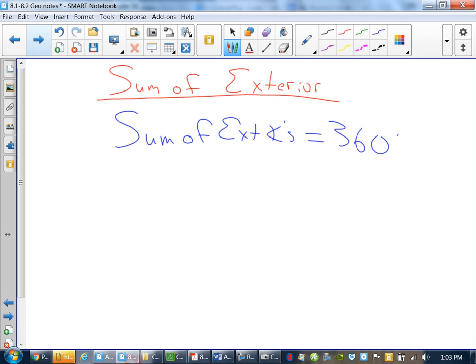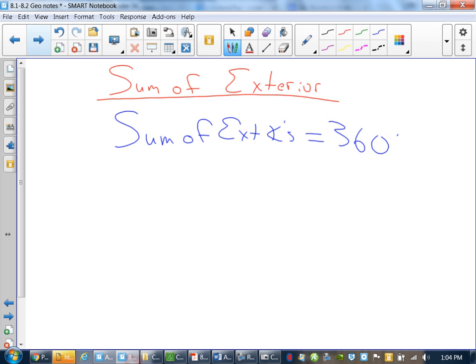Now, there's another definition we gotta look at here. It's called regular. We did this before when we talked about equilateral triangles. When we had an equilateral triangle, what made that special? All the sides and all the angles were the same. So an equilateral triangle is what we call a regular polygon.